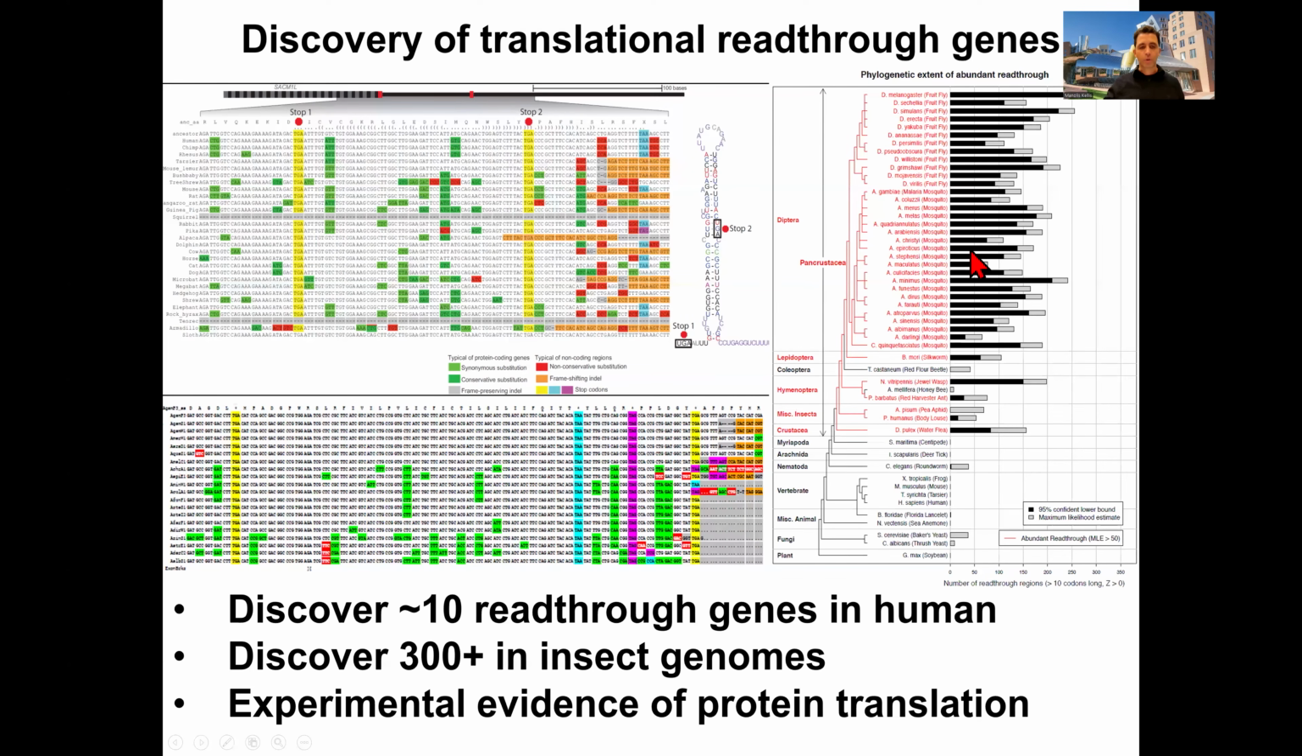So we found this whole new class of genes. There's like 300 plus in insects, and there's about 10 of them in the human genome. And we also found experimental evidence of these stop read-through genes.